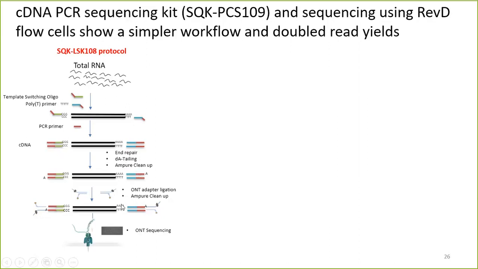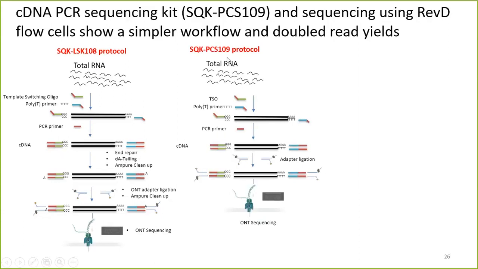In the new kit that we tried a few months ago, the PCS-109 kit, you basically get your total RNA, and Nanopore at this point designs for you and supplies you with template switching oligos, because you don't have to design the primers. They give you the primers for the RT, for the sequencing. And basically, after this amplification of the cDNA, you just add Nanopore adapters. And in a quick ligation step of just about 5 minutes at room temperature that doesn't need any cleaning, you load your samples onto the sequencer. And this saves you about 2 hours in your protocol.